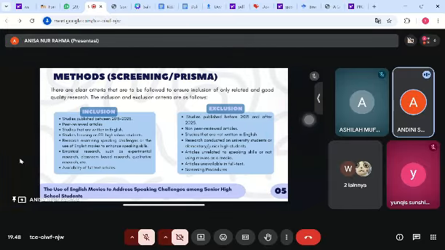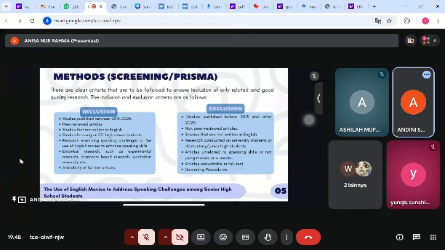Next is about methods, screening, PRISMA. After collecting the articles, a screening process based on PRISMA guidelines was conducted. The first one is for the inclusion. Studies were included if they were published between 2015 until 2025. It should be peer-reviewed, written in English, and focus on EFL senior high school students. Only full-text empirical studies such as experimental, qualitative, or classroom-based research were selected to ensure the quality and reliability of the data.